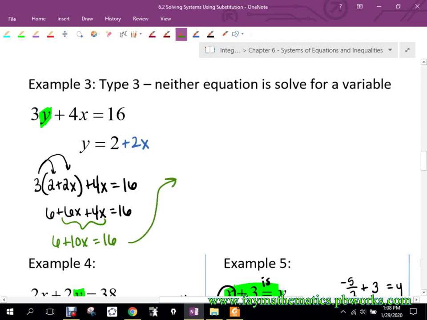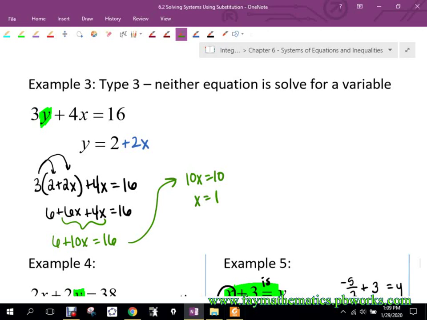What am I going to do to both sides now? Minus 6. Okay, so we get 10x equals 10. And then divide by 10, and x is 1. Okay? Now, what equation do you want to plug back into to find y? The last one, that bottom one, right? Okay. Now, is that the one we started with?